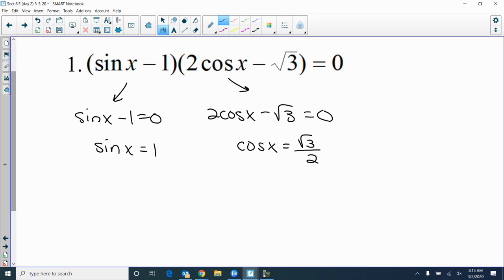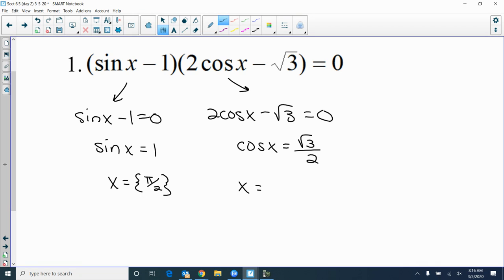What angle has a sine of 1? The y-coordinate is a 1. That would be 90 degrees, which is pi over 2. So this is the one where there's only one answer. Square root of 3 over 2. Square root of 3 over 2. And it's a reference angle of 60. Nope, just kidding. Reference angle of 30. So it's pi over 6.